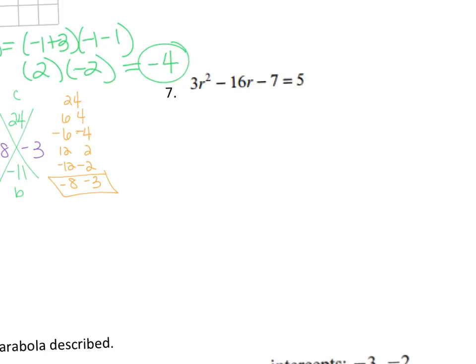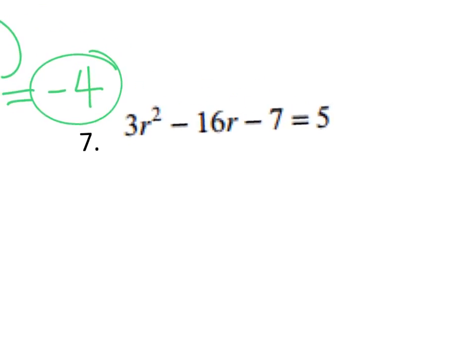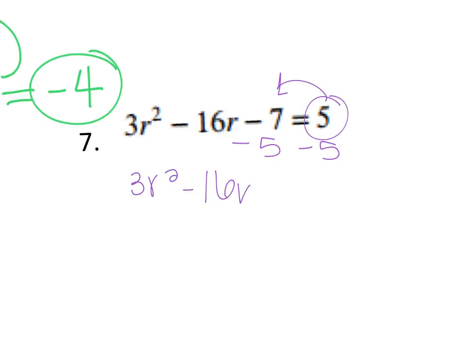What about number 7? Number 7, well, first, again, I want to get this 5 over, so I'm going to subtract 5 from each side, which will give me 3r squared minus 16r, and then negative 7 minus another 5, well, that's going to be negative 12, and that equals 0. Something I would want to consider is, well, can 3 go into everything? And it can't, right? 3 can't go into 16 nicely.